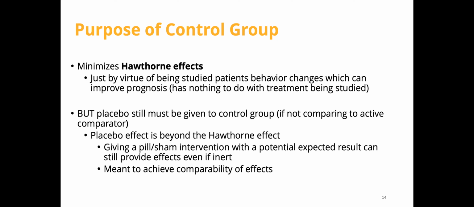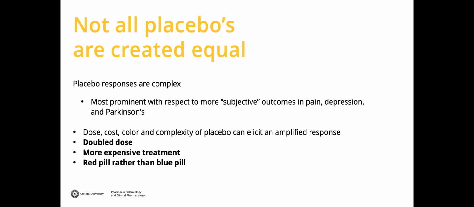That's why we include a comparison group, a control group, or treat individuals with a placebo, because we want to minimize the placebo effect within our trial. Just because we're being studied or we think that something might have an impact, we want to be able to include that in the control group, so we can achieve the comparability of effects between the intervention and the control group.